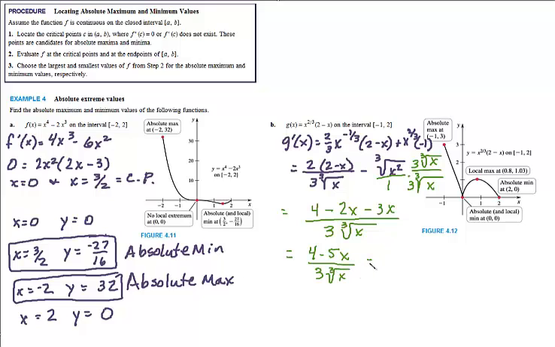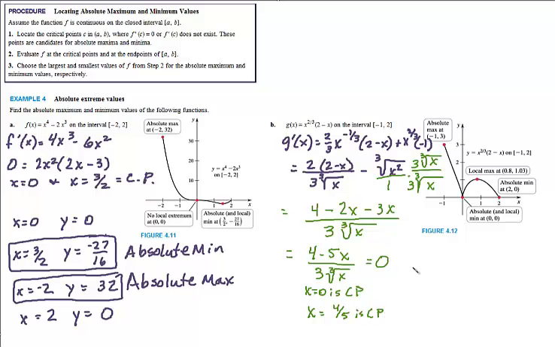I need to see where this thing equals 0 or fails to exist. I can see that it fails to exist at x equals 0, which is a critical point, and that is an interior point of my interval. Moving that over, x equals 4/5 is a critical point.